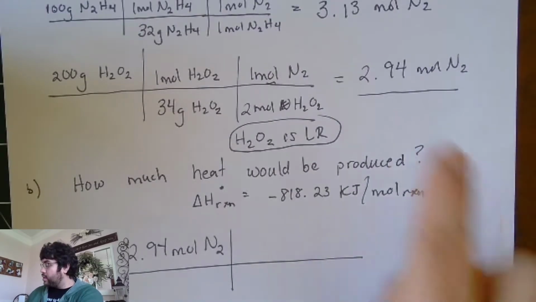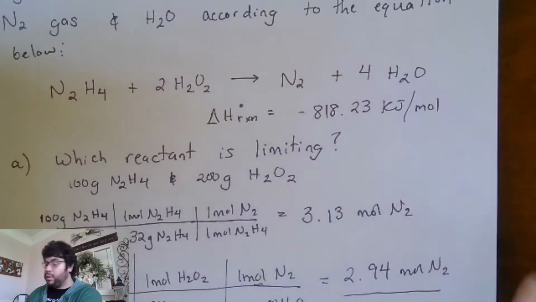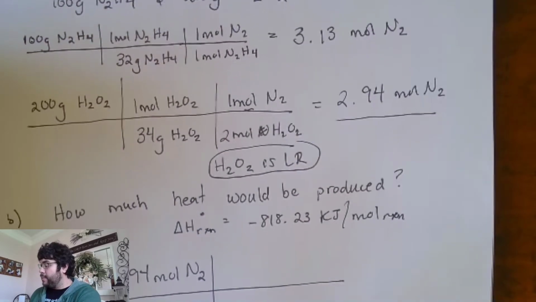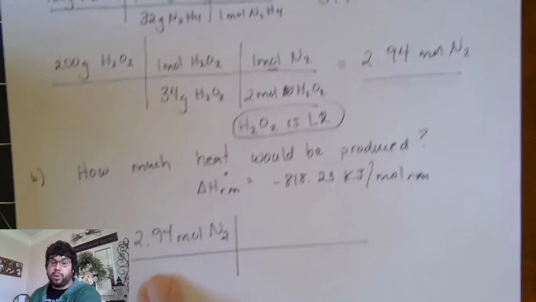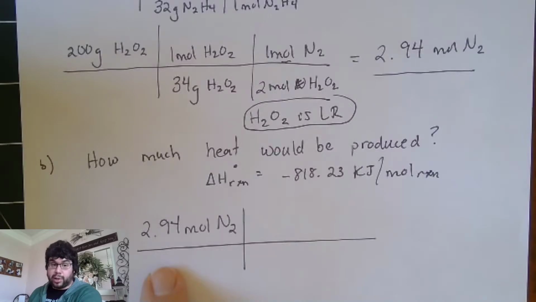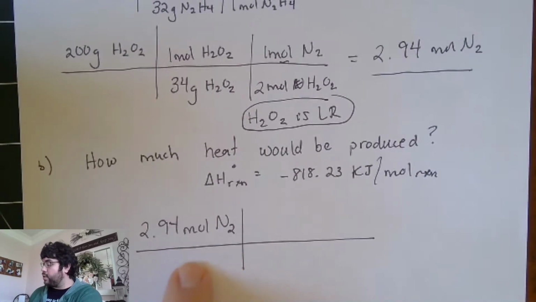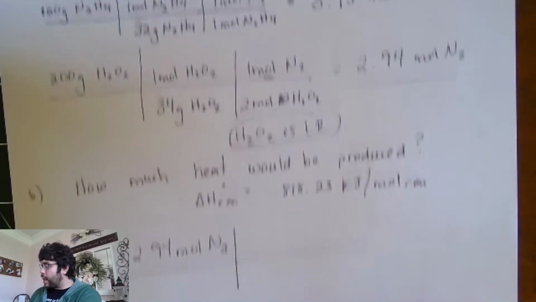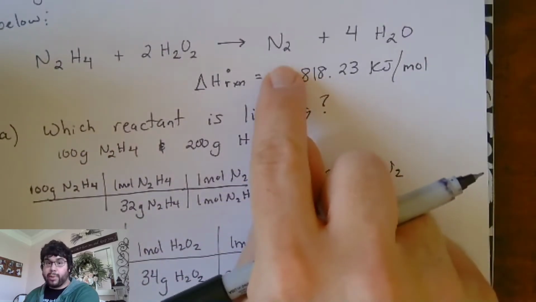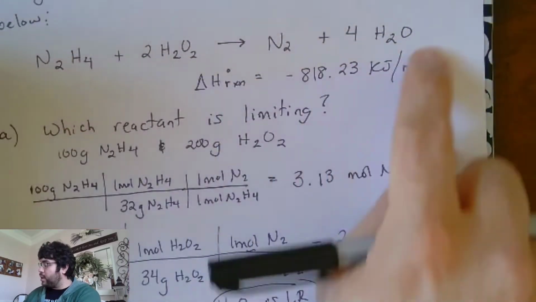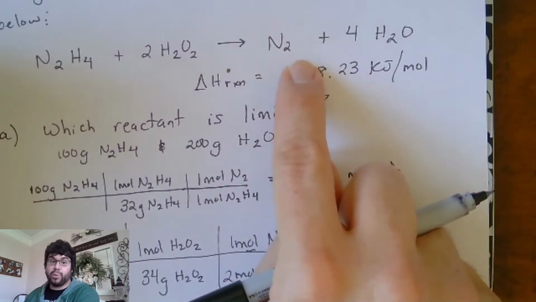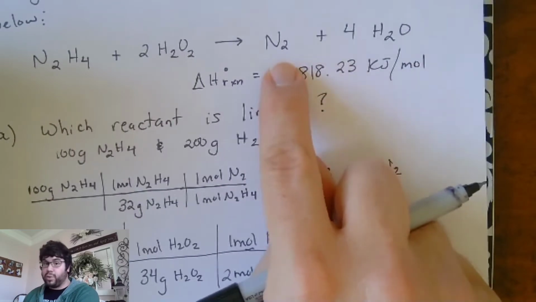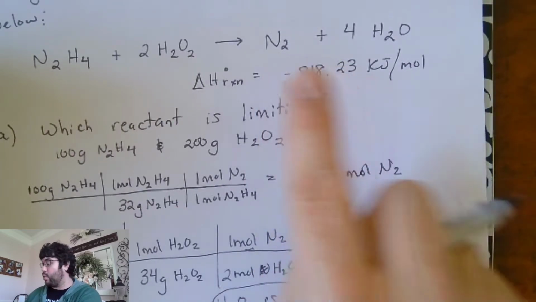So in one cycle of this reaction, 818.23 kilojoules of energy are going to be released. So if 2.94 moles of N2 are produced, well, then how much energy is going to be released? So we're going to convert this moles of N2 to moles of reaction and then ultimately to kilojoules. How do I convert to moles of reaction? Well, I look at my reaction equation. For one cycle, one whole run of this reaction, 1 mole of N2 is produced. So that's the molar ratio between N2 and how much reaction happens. So it's 1 to 1.